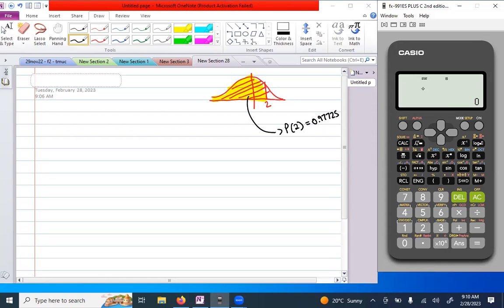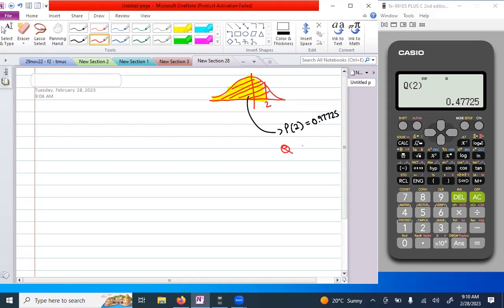Let's do one more thing and clear the screen, AC. You see STAT written on top of it. You press shift and one. You go to distributions by clicking five. You then click two, which is Q. And now you write 2, close bracket, equals, and you get 0.47725.